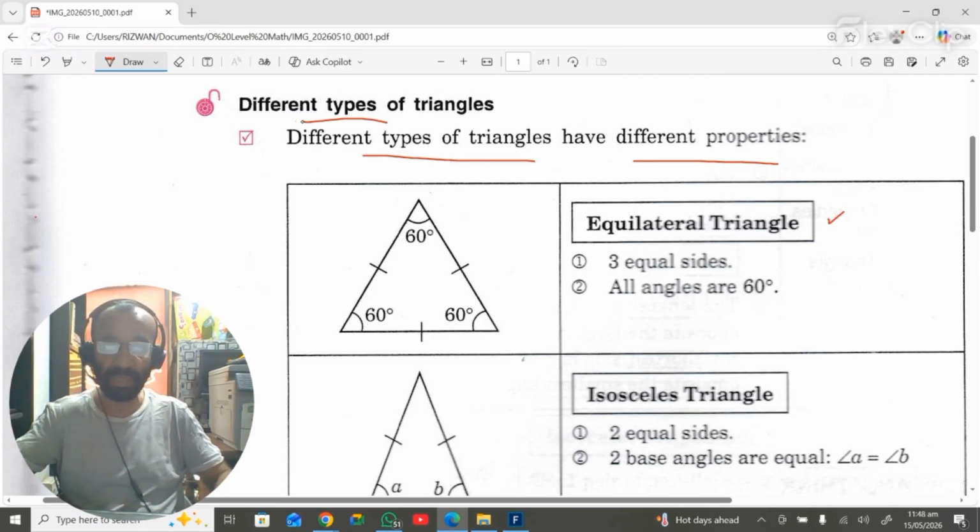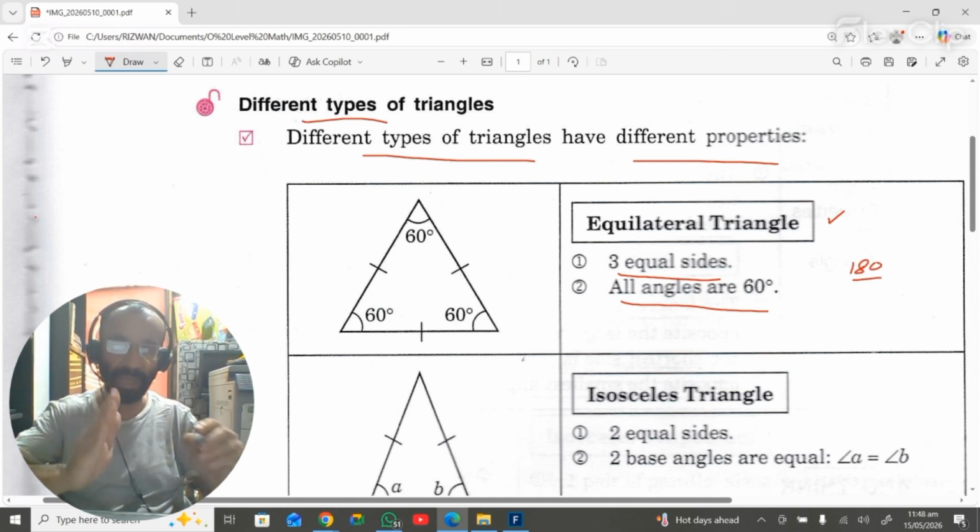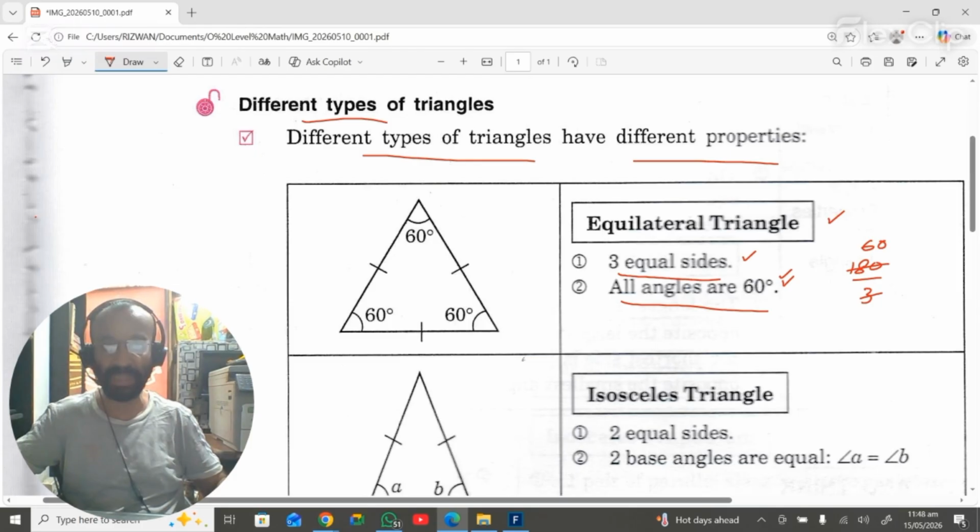The first type is the equilateral triangle. In an equilateral triangle, all three sides are equal and all angles are of measure 60 degrees each, because the sum of the angles of a triangle is 180 degrees. So if we have to divide 180 degrees into three equal parts, we will divide it by 3. So each angle will be 60 degrees. The bottom line is all three sides are equal and all base angles are equal in the equilateral triangle, and this is the shape of the equilateral triangle.